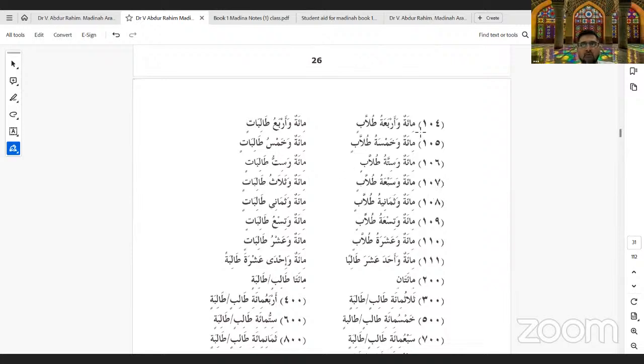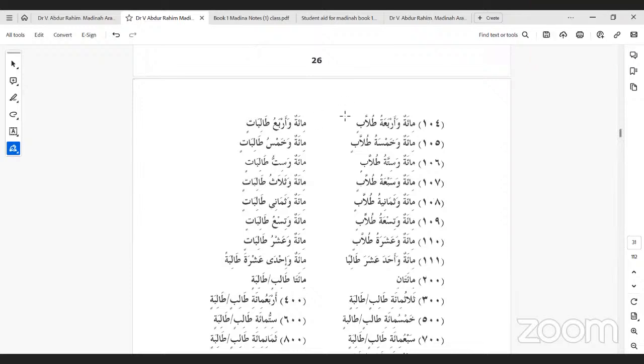So the rulings of 4 to 10, they start again itself. So you say mi'atu is 100, arba'atu tullabin. So 104 is arba'atu. Arba' is feminine because the ma'dud is masculine. So the ma'dud being masculine, the number will be feminine. So that's the reason why tullab is coming with a kasra tanween.